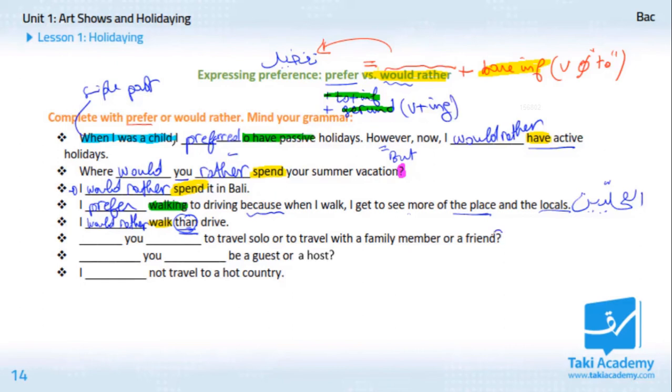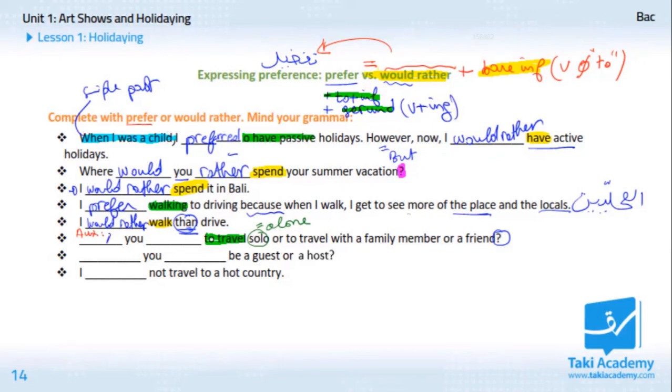Here we have another question. You to travel solo, and solo means alone, or to travel with a family member or a friend. So here we need to look at our verb, to travel. This is to infinitive. So I should use prefer. And with prefer, I need an auxiliary verb to help me, because prefer is the main verb, but we need an auxiliary verb, and this auxiliary verb is do.